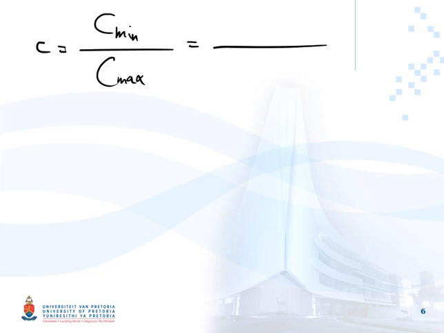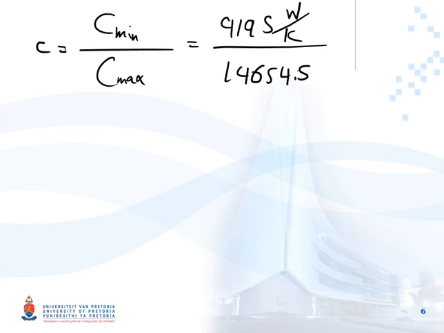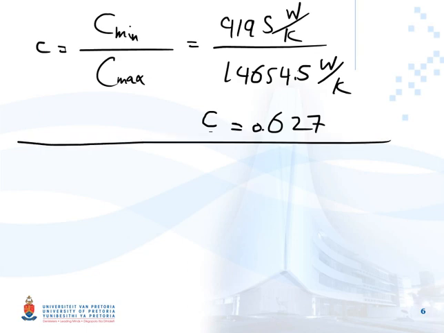So it's 9,195 divided by 14,654.5. The answer will be 0.627, which is the lowercase c, the capacity ratio. Okay, now let's start the calculation based on the first configuration, which is parallel flow.